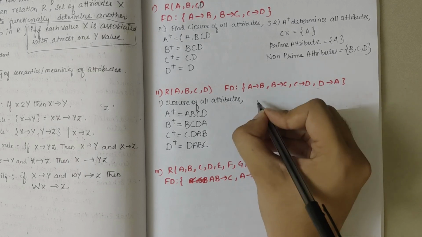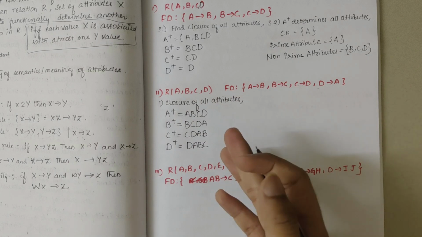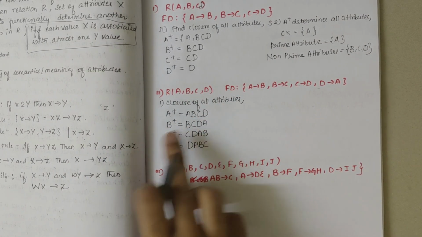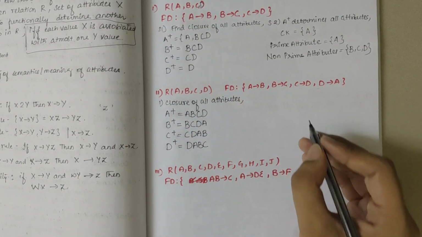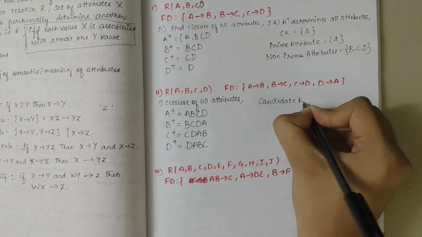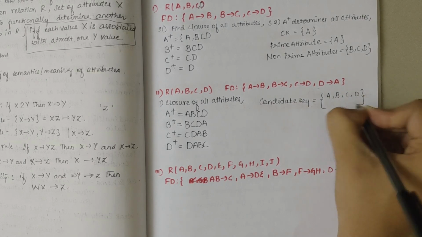Now I'll check which attribute determines all other attributes. So A attribute determines all other attributes. B also determines the same. C also determines the same. And D also determines all the attributes present in the relation. So I can say candidate key here are A, B, C, and D.